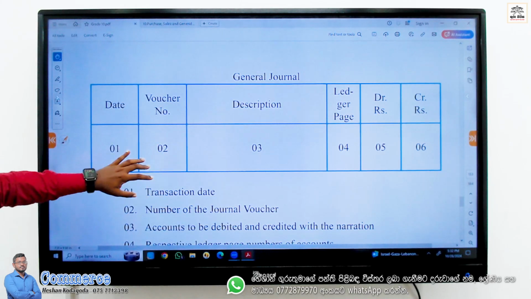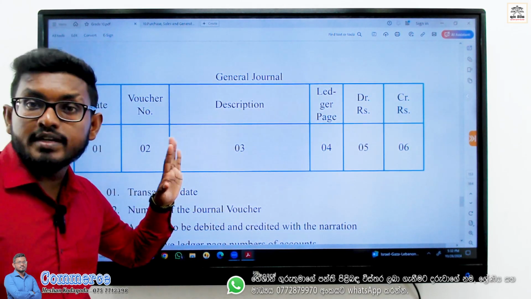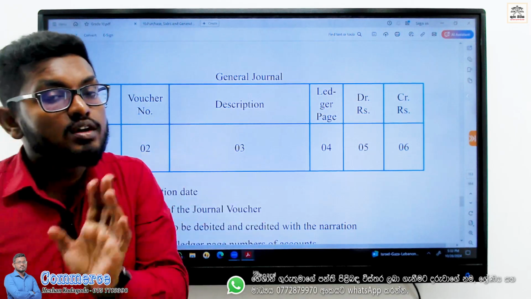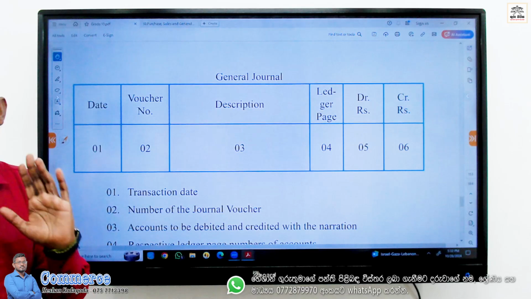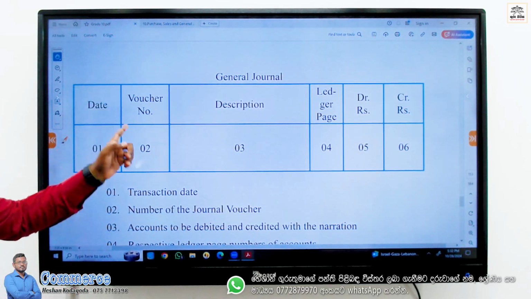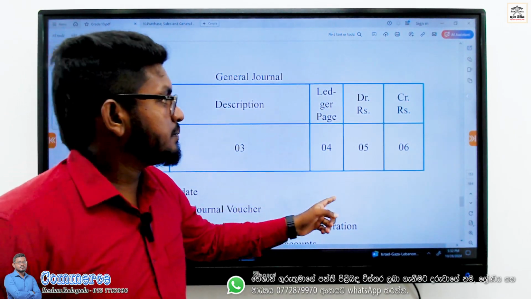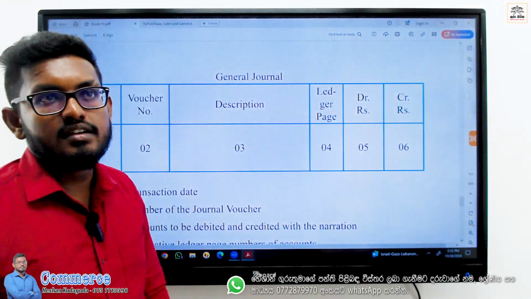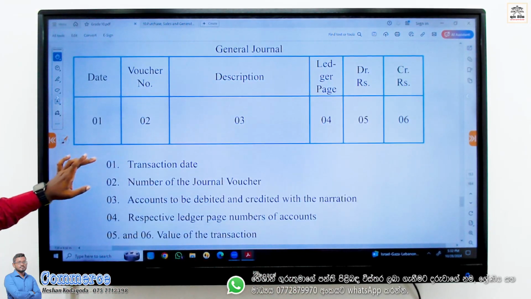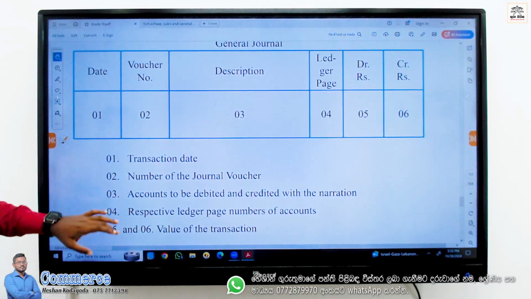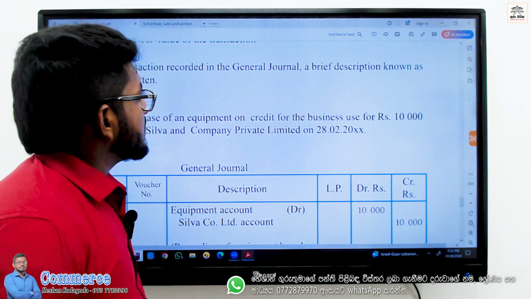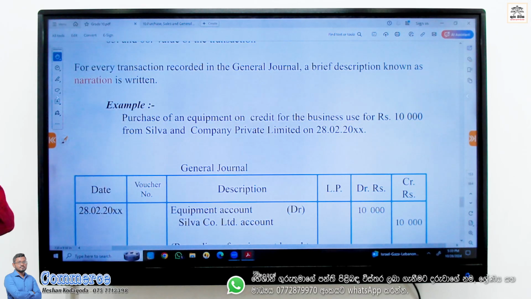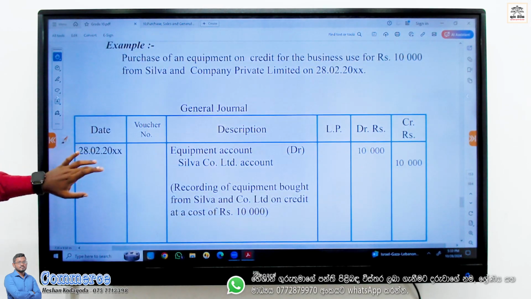You can see the format of the general journal. Date. This is also not performing a dual function. Both double entries should be recorded in the ledger, but the format is different from the purchase journal and the sales journal. Date, voucher number, description, ledger page, debit and credit. Understand? Transaction date, voucher number, description, ledger page, debit and credit. For every transaction recorded in the general journal, a brief description known as narration is written. Look, an example is given here.